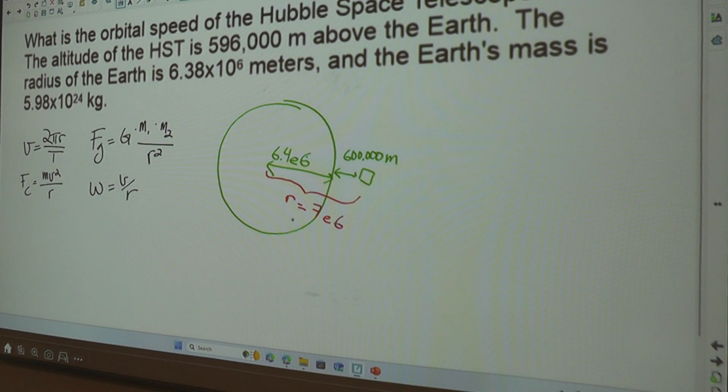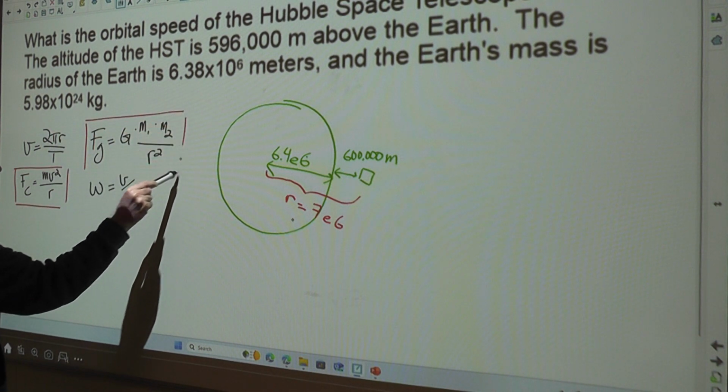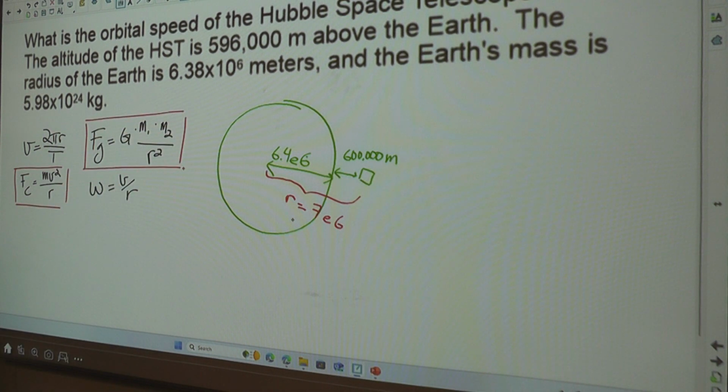So we've got an r. So what could we find here? Well, we don't have either of these things, so this isn't useful. We don't know the mass of the Hubble Space Telescope, so we can't find this directly. We don't know v. We can't use any of these things. But what we do know is that the centripetal force that keeps the Hubble Space Telescope changing direction at the right rate has to be equal to the gravitational force between the Hubble Space Telescope and the Earth.